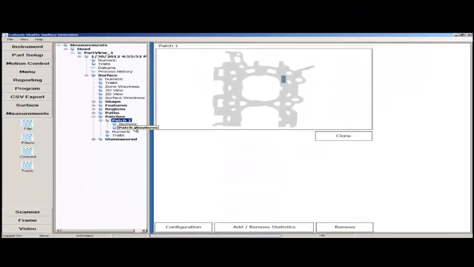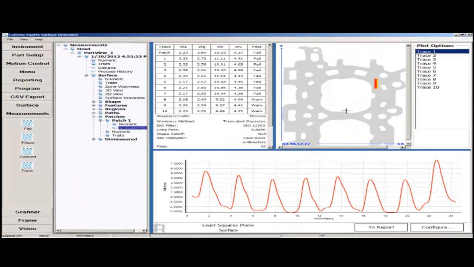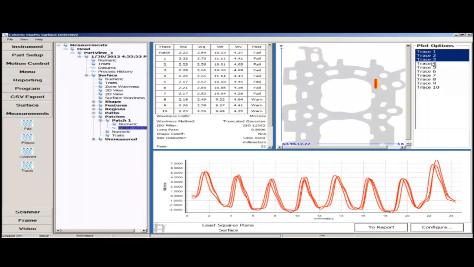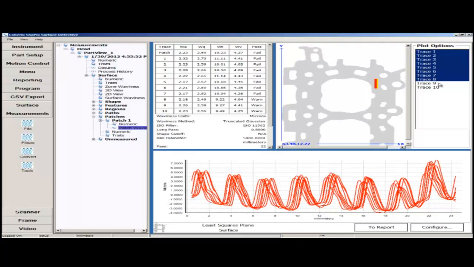Patch waviness computes the waviness parameters for each of the traces in the patch. The average of the trace waviness values is computed to report the overall patch value. A plot is displayed showing the trace values on the top left, and a grid of the waviness values.